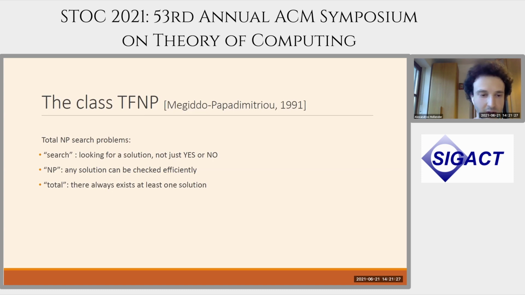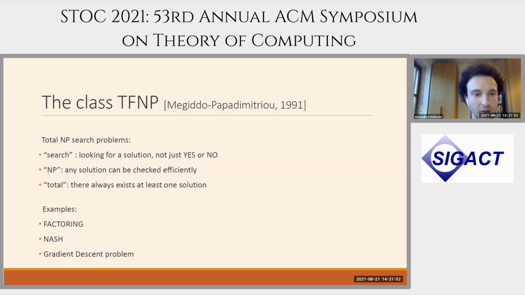So let's take a look at some examples. The first example is factoring. Given a number, compute a prime factorization of that number. This is a TFNP problem. Another one, a problem from game theory, is Nash. Given a game in strategic normal form, compute a mixed Nash equilibrium of the game. This is guaranteed to exist by Nash's theorem. And finally, our gradient descent problem is also a TFNP problem.